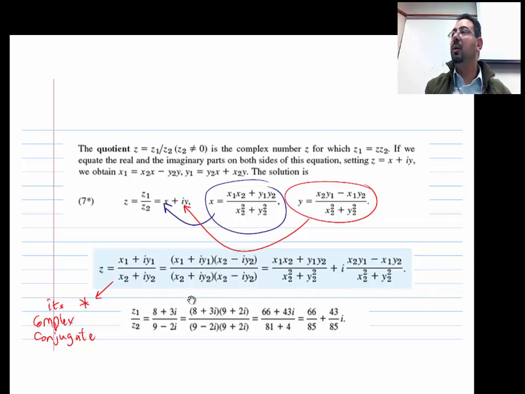On the top, we know how to do the top, right? Real times real, and imaginary times imaginary, and real times imaginary plus imaginary times real. You get this, divide everything by 85, and you have your new complex number. That's the result of this division.